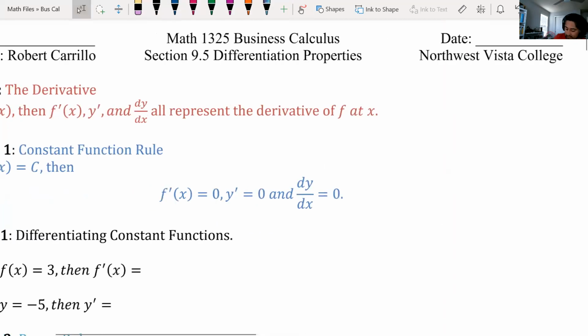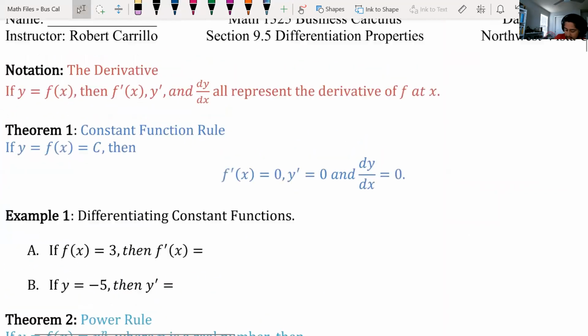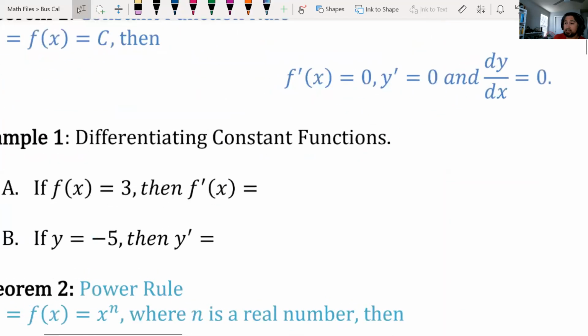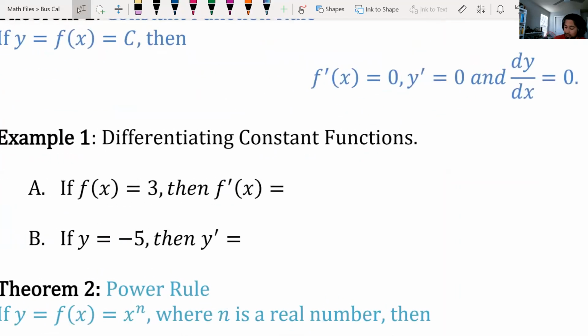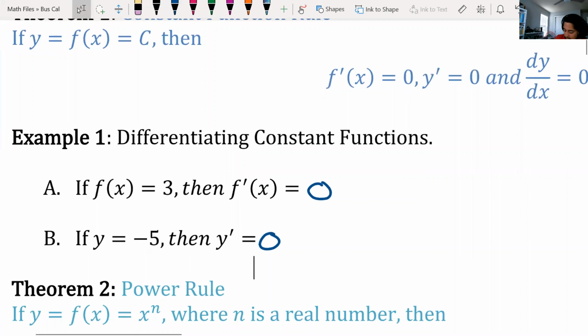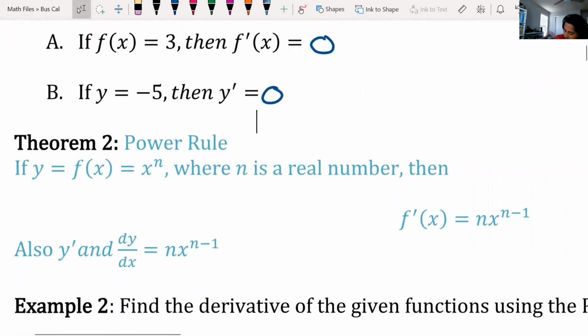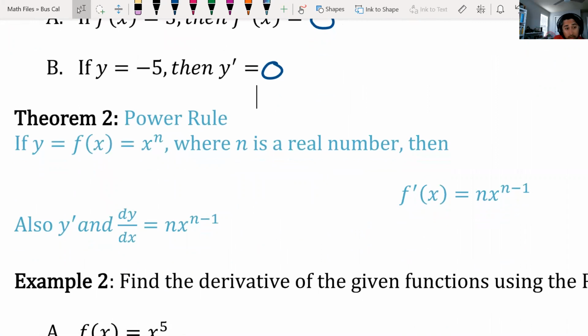Now we get to our examples, and here it is, example A. If f of x is 3, what is the derivative going to be? 0. That's it. Easy enough. Next, if y equals -5, what is the derivative of -5 going to be? 0. Oh, too easy, right? So the derivative of any constant is 0. Everybody good with that?